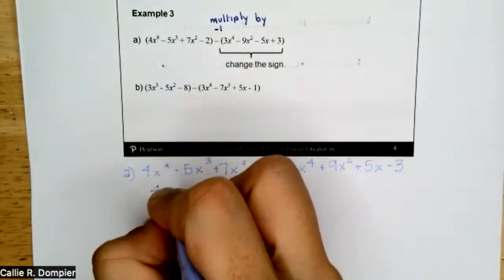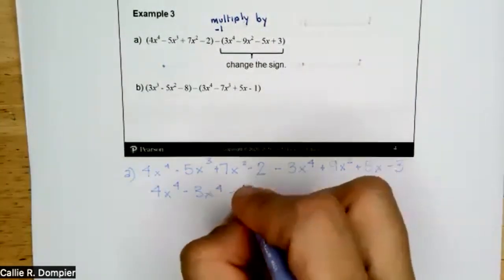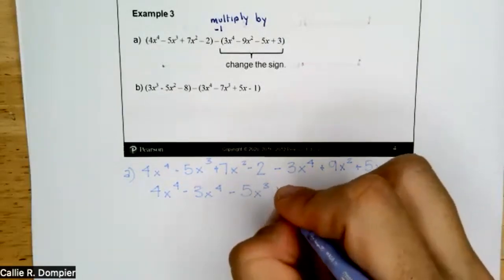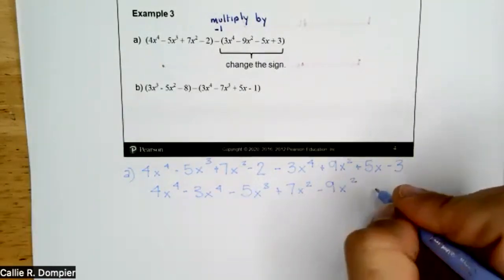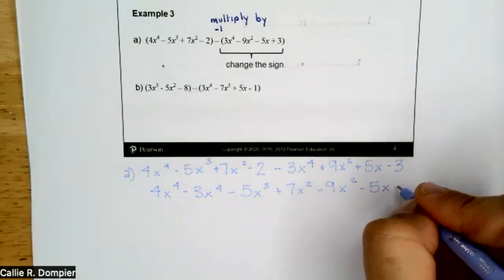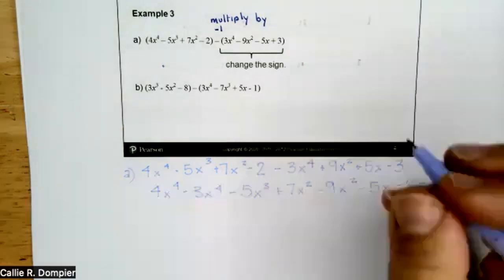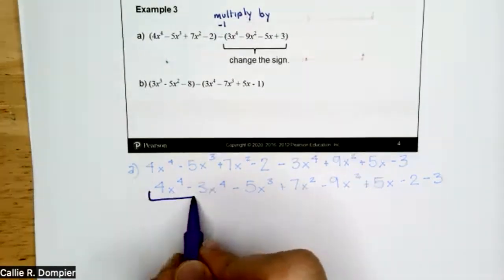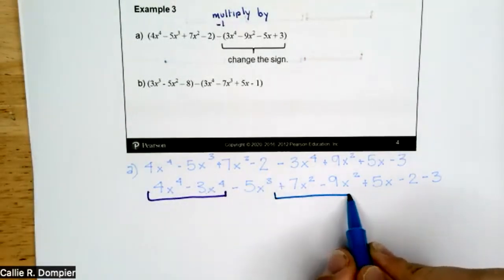So that becomes 4x to the fourth minus 3x to the fourth minus 5x to the third plus 7x squared minus 5x minus 2 minus 3. I already wrote that wrong because I was looking at the wrong one. Plus 5x. Combine those two. Those two. Those two.